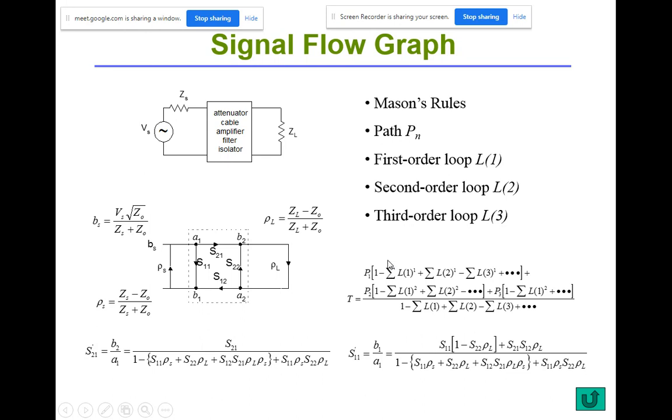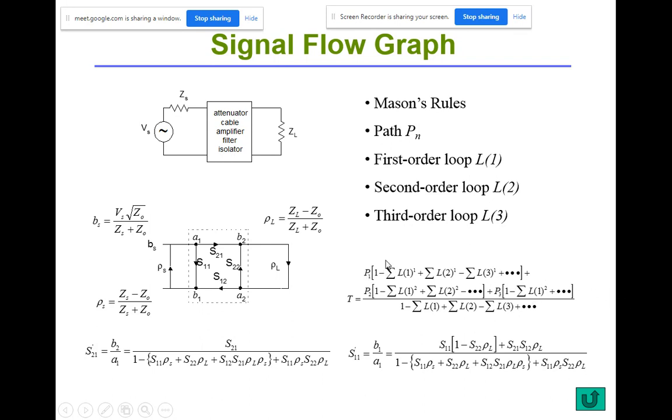And then after that I need to multiply with something. This bracket is 1 minus the sum of first order loop plus the sum of second order loop minus the sum of third order loop, and so on. The same goes for the second path, third path, and so on.